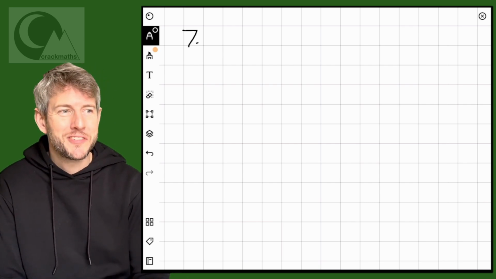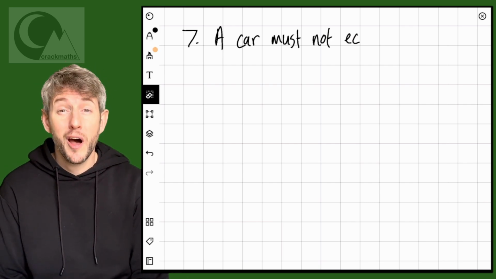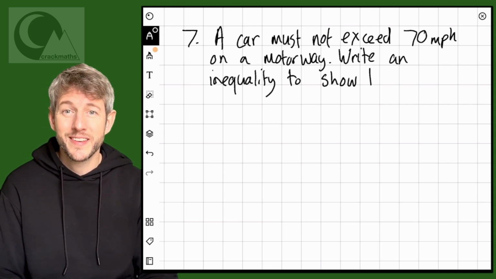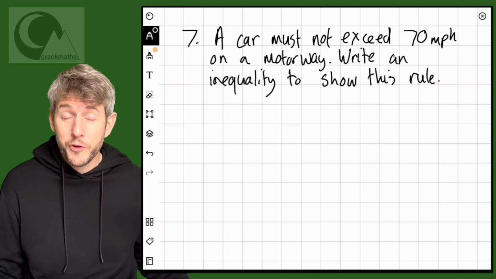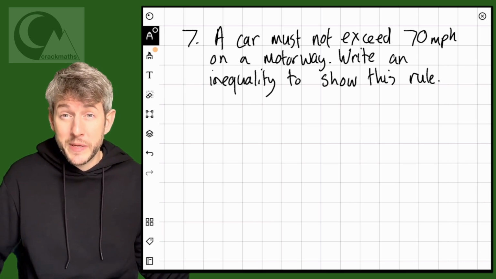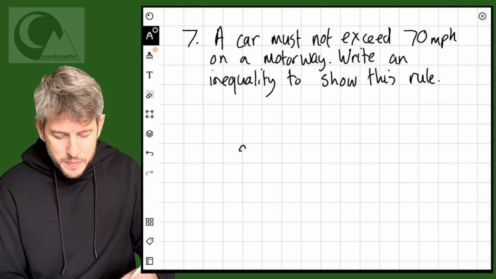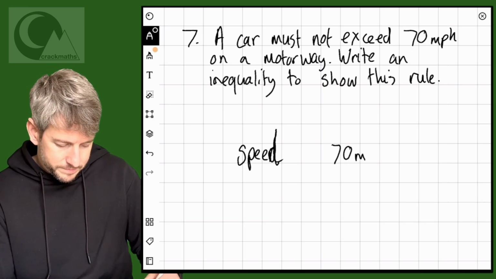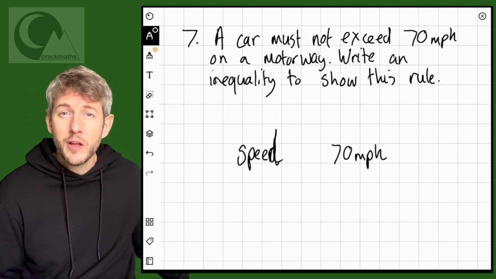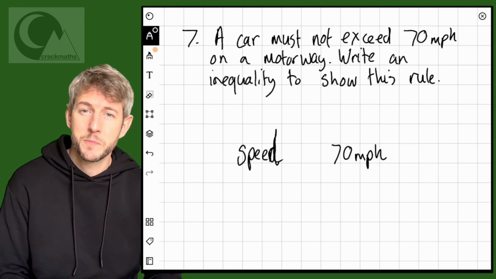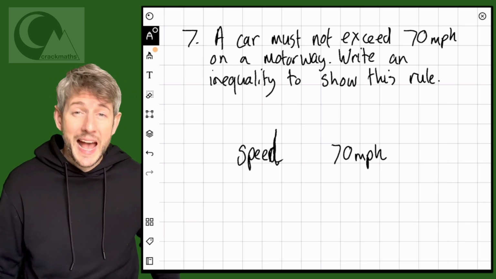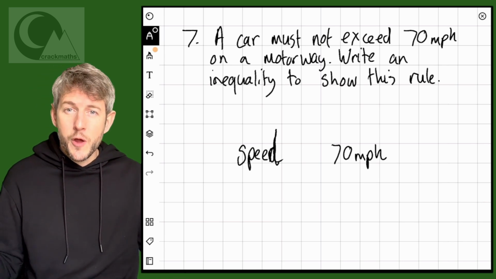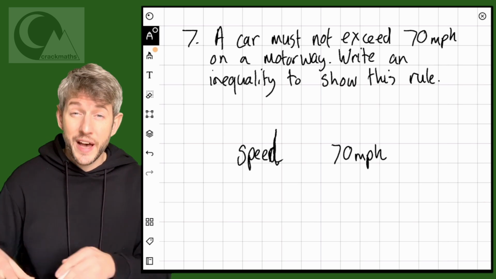Okay, so here we have question 7, and question 7 says, a car must not exceed 70 miles per hour on a motorway. Write an inequality to show this rule. So we've got a number here, and we're talking about the speed. We're going to write speed on one side, and 70 miles per hour on the other. Now we've got to think here, the speed must not exceed 70 miles per hour. So that means the speed can be anything like 60 miles an hour, 63 miles an hour, 62 miles an hour. So we're looking at numbers that are lower than 70.